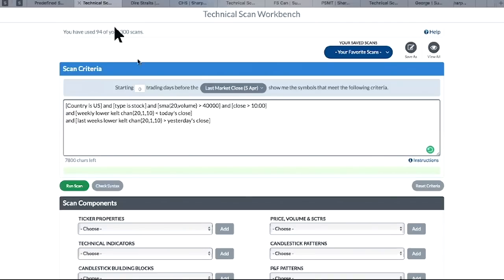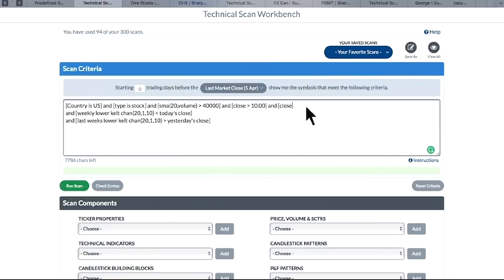So let's get into what the scan would look like. Basically, country is US. We're looking for stocks. I've picked a simple moving average volume of 40,000. I could have picked 400,000. I picked a close greater than $10. In order to control your results, you can change the volume to be 1 million or 400,000 or whatever you'd like, and change the close to be greater than $5 and under $10 or anything. If you wanted a close under $10 or under 20, you would just use close less than 20. It's not very hard, but you just have to use the square brackets.